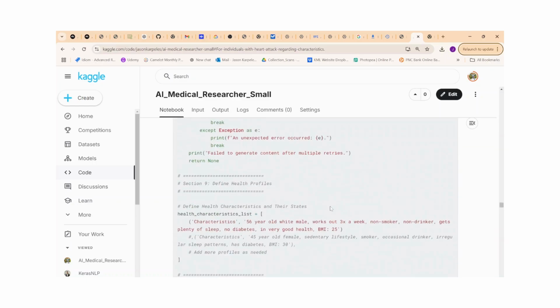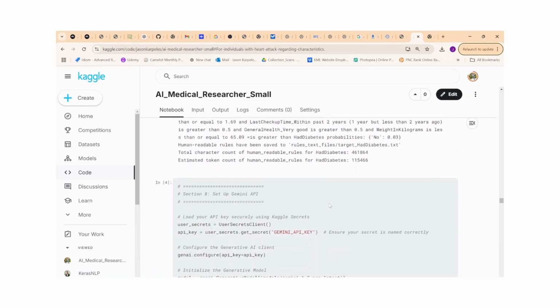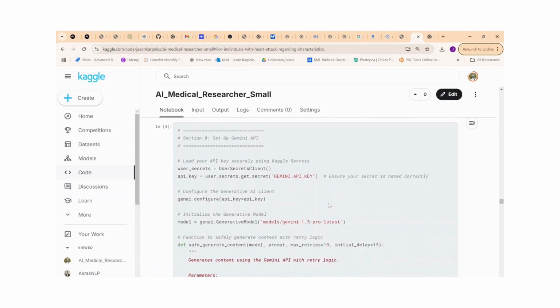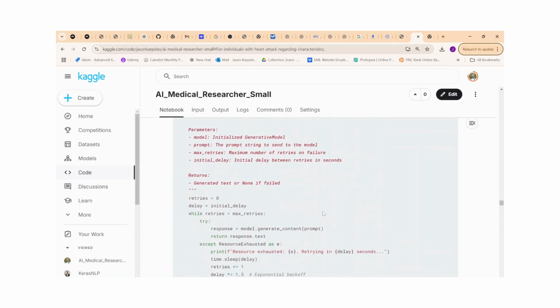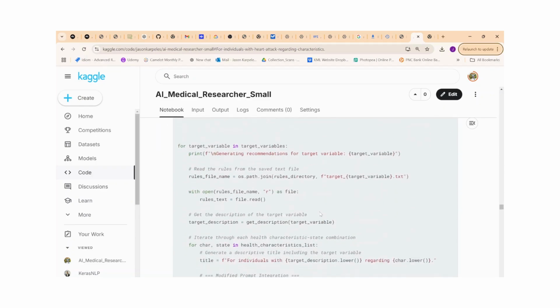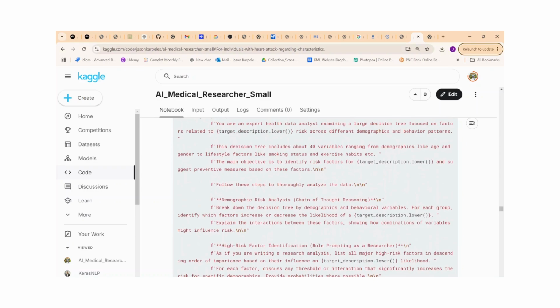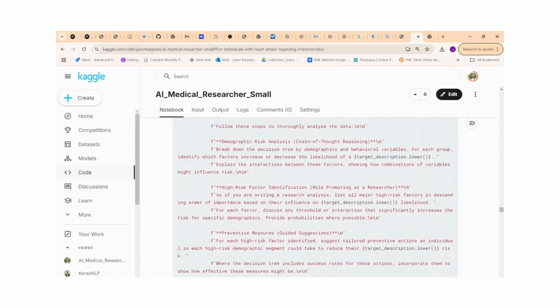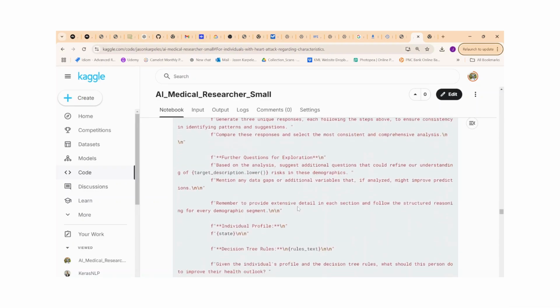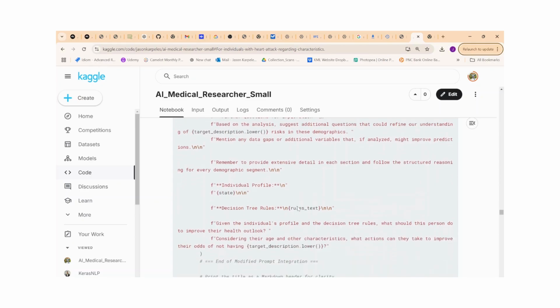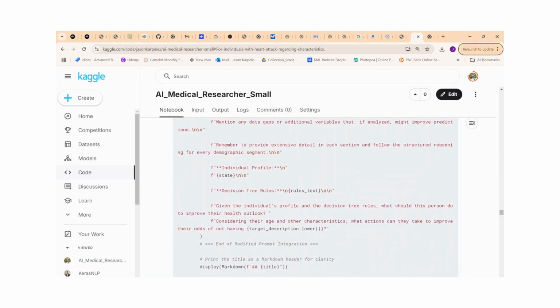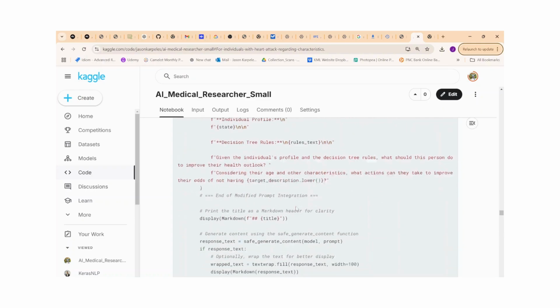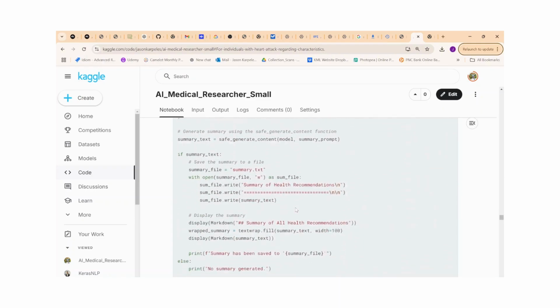And when we get down to the next level of code, we set up the Gemini API for 1.5 Pro. And then we define a very detailed prompt in order to get the most out of Gemini. And then we inject the decision tree rules into the context window and have it answer questions.